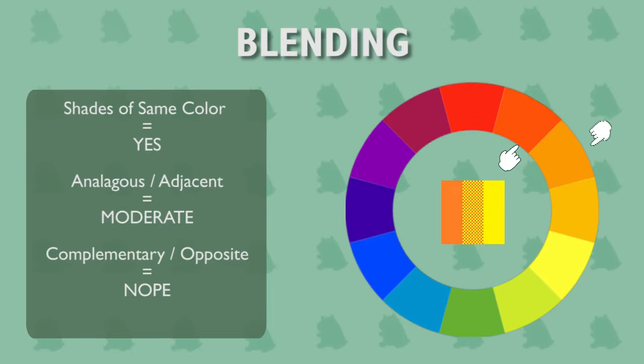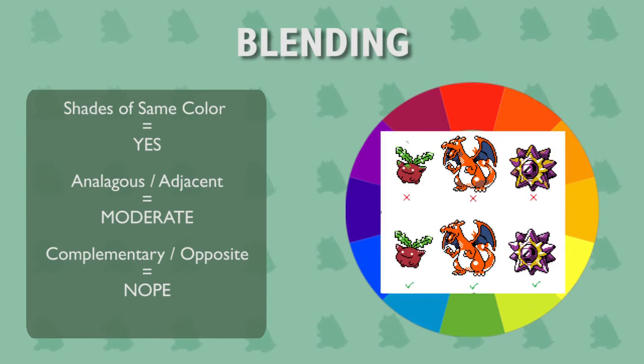Analogous colors, or colors adjacent on the color wheel, moderately blend, while complementary colors don't usually blend at all, but are kept separate as solid blocks of color. If the surface is shiny, avoid blending when it comes to white highlighting and minimize it elsewhere.